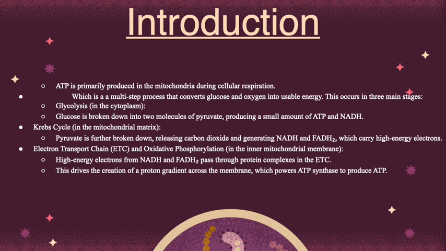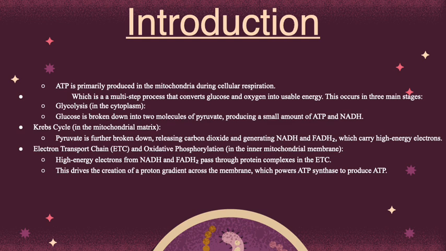The 3 main stages of this process start with glycolysis in the cytoplasm, where glucose is broken down into 2 molecules, producing a small amount of ATP and NADH. Then it goes into the Krebs cycle, where it is further broken down, releasing carbon dioxide and generating NADH and FADH2, which carry high energy electrons.